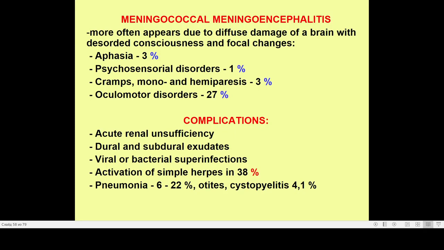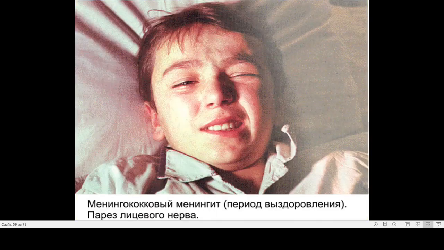Meningococcal meningitis more often appears due to diffuse damage of the brain with disorders of consciousness and focal changes. Focal symptoms include oculomotor disorders, different variants of paresis, psychosensual disorders, and aphasia. Complications for all kinds of meningococcal infections, especially generalized: first of all, acute renal insufficiency, superinfection, infectious toxic shock, activation of herpetic infections, realization of secondary pneumonias, otitis, pyelonephritis.